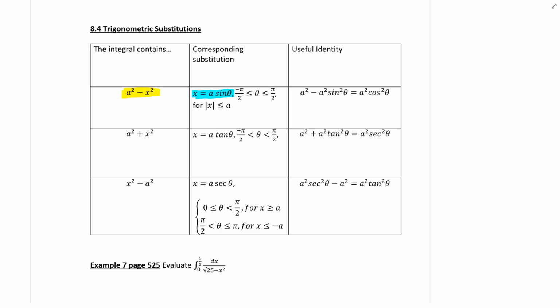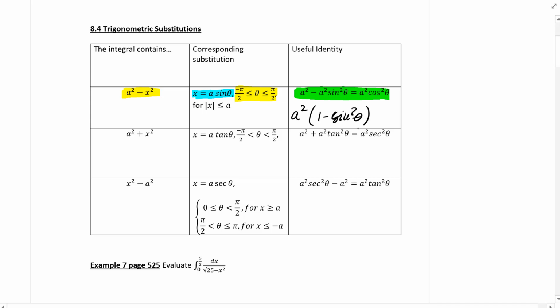You might recognize this condition from the function sine of x being restricted to the first and fourth quadrants, so that the function is 1-to-1, and so the inverse sine exists. And the useful identity that we'll end up getting is a squared minus a squared sine squared of theta, which is a squared cosine squared theta. Just imagine that you are factoring out a squared, so you get 1 minus sine squared of theta.